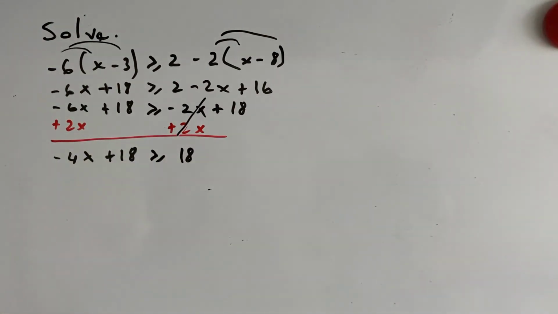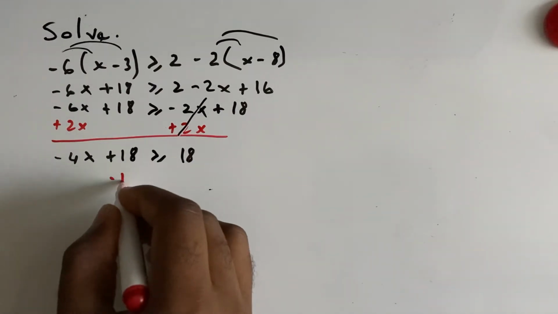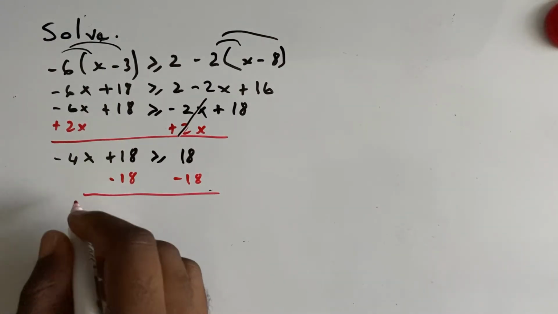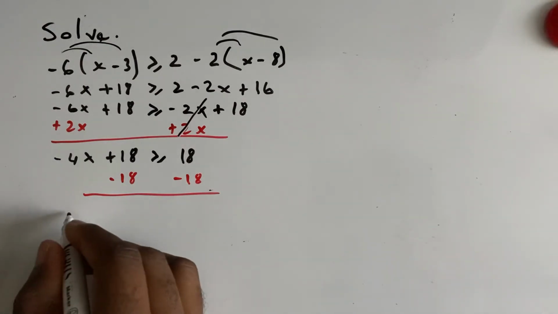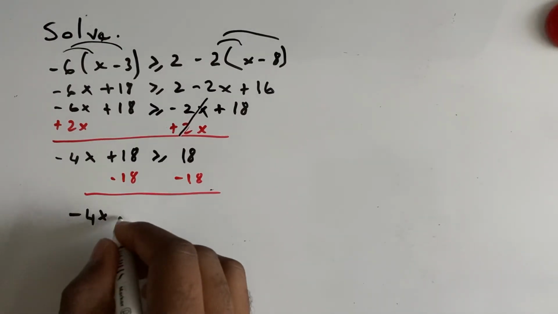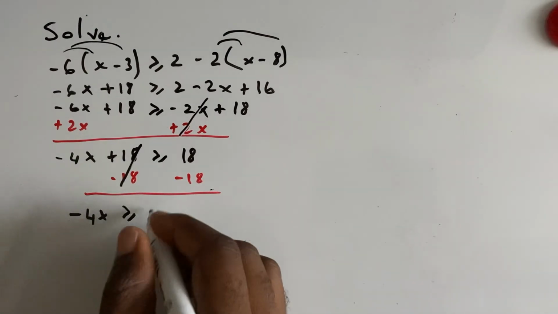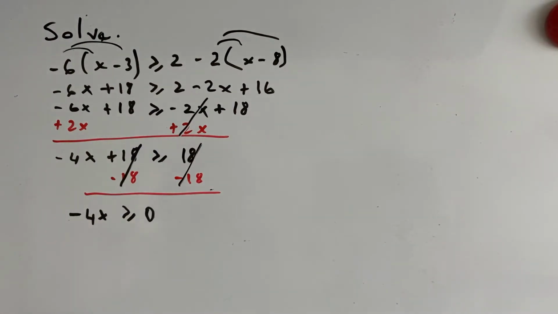remains, right? Then from here, I have to isolate the 18, right? Don't want it here, so I'm gonna have to subtract 18 from this side here. Then I'll end up with negative 4x, 18 is canceled out, greater than or equal to 0. Okay, all right, greater than or equal to 0.